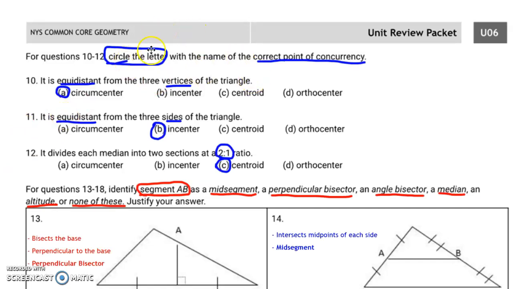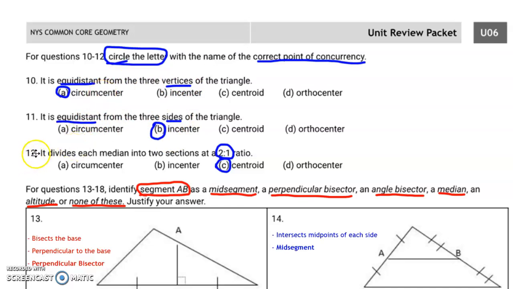More vocabulary. We're supposed to be circling the letter of the correct point of concurrency. We're looking for equidistant from the vertices. That's circumcenter. You could draw out a quick circumcenter to help you with that, or you could just memorize the facts that we told you before. It is equidistant from the three sides. If it's equidistant from sides, it's an incenter. Equidistant from vertices means circumcenter.